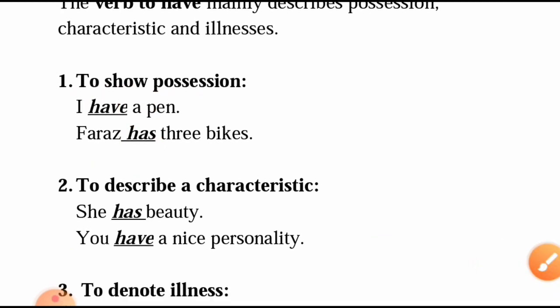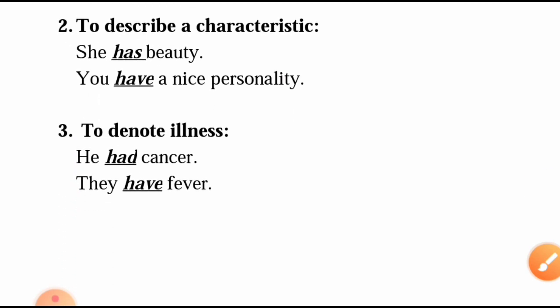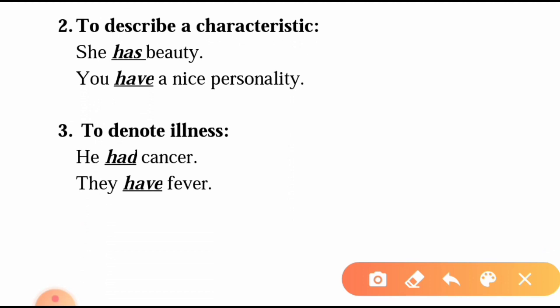Another use of verb to have is to describe a characteristic. So when you are talking about a characteristic of a particular person, then you have to use verb to have. How can you use verb to have for describing characteristic? See the example, she has beauty. So now she has beauty, here you are describing the characteristic that beauty belongs to her in this sentence.